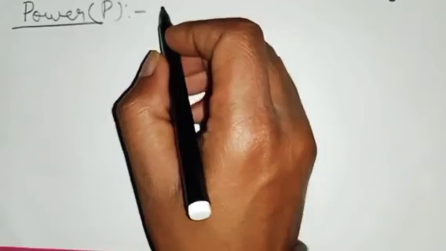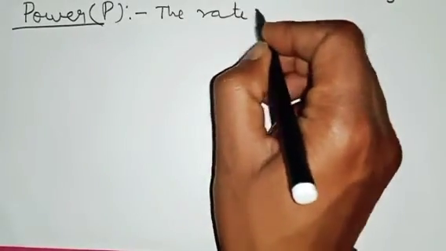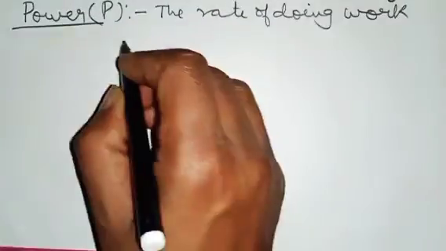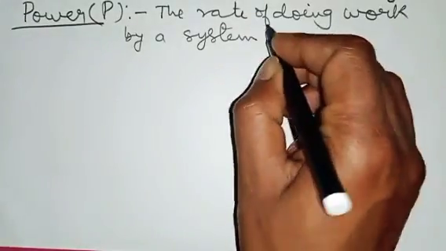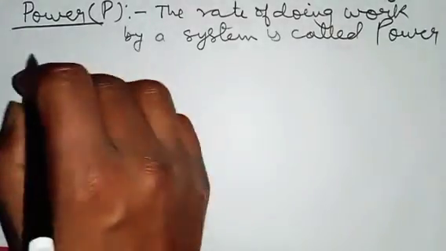Power. This is the rate of doing work by a system, and is called the power of the system.